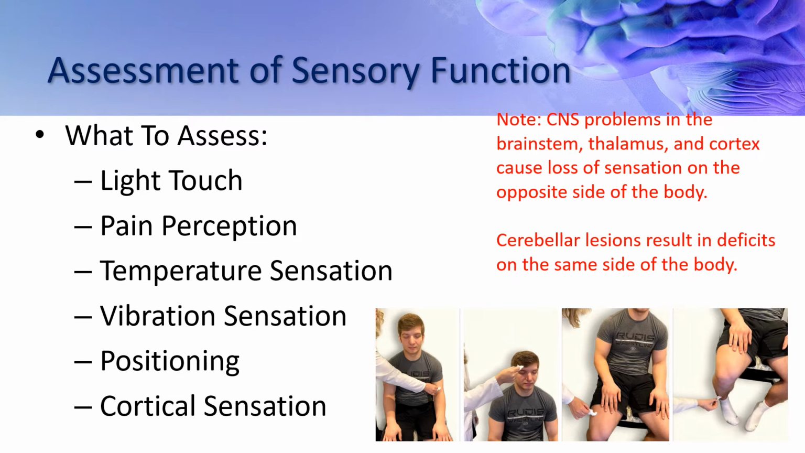Note that problems that stem from the brainstem, the thalamus, and the cortex cause a loss of sensation on the opposite side of the body, like we learned with strokes. And cerebral lesions result in deficits on the same side of the body.